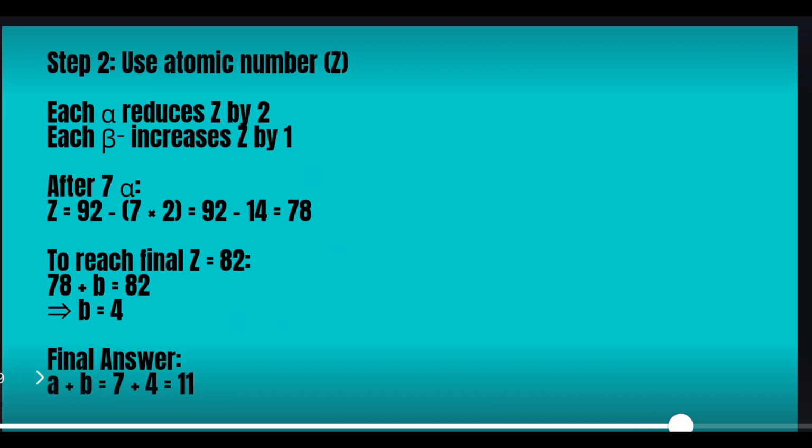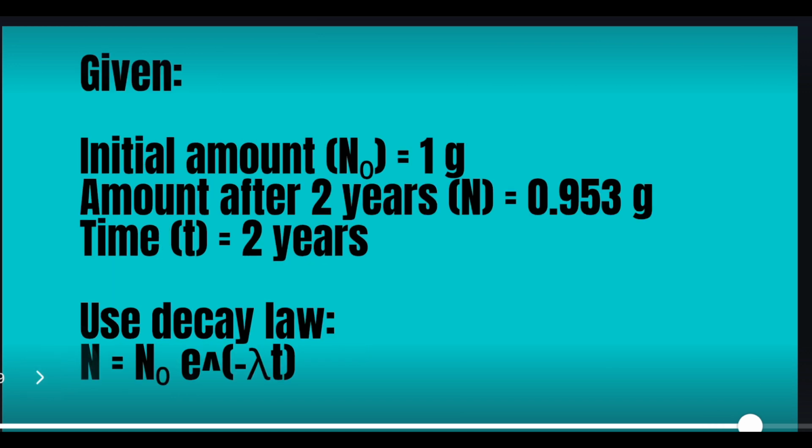That is alpha. In step 2, use atomic number Z. Each alpha reduces Z by 2 and beta minus increases Z by 1. After 7 alphas, Z is equal to 92 minus 7 into 2, which is 92 minus 14, equal to 78. To reach the final Z equal to 82, 78 plus B is equal to 82. So B is equal to 4. Final answer: A plus B is equal to 7 plus 4 is equal to 11. This is the total number of alpha and beta particles, that will be 11. This is the final answer.